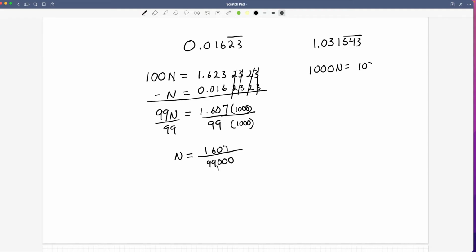So 1, 0, 3, 1. And then there'll be a decimal here, 5, 4, 3, 5, 4, 3. All right, and n would still be the same, 1.0315543. So you see it's all about the number of digits that you have here that are repeating. Here we had 2, so we used 2 zeros. Here we have 3, so we're going to use 3 zeros.